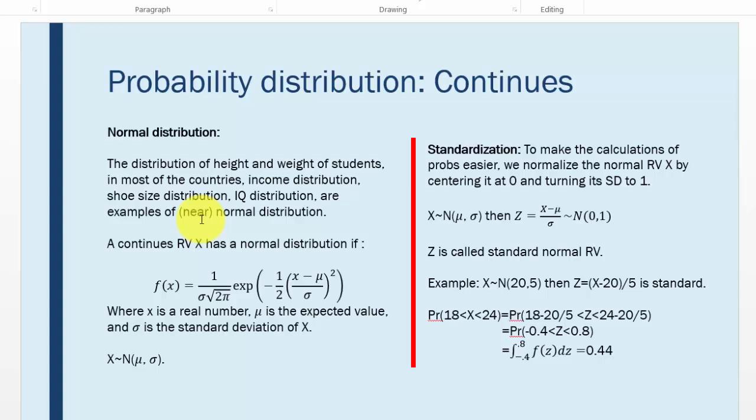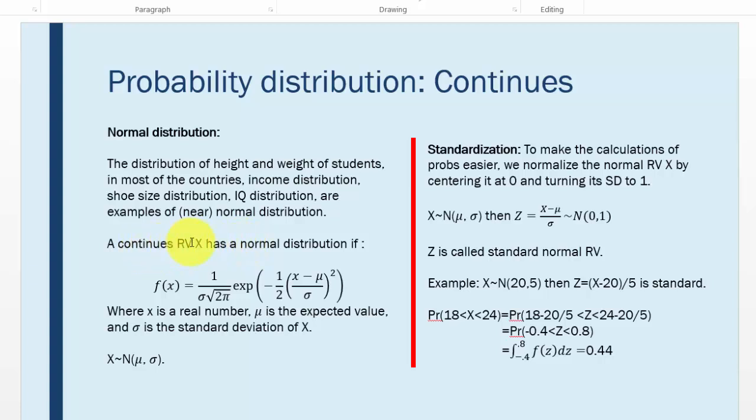The next probability distribution, which is continuous and very well known, is the normal distribution. The normal distribution is very famous because a lot of natural variables follow a near normal distribution, such as the distribution of height, weight, income, and so on. Therefore, the normal distribution has a lot of applications in probability and statistics.